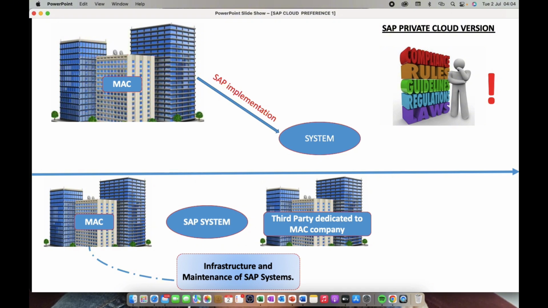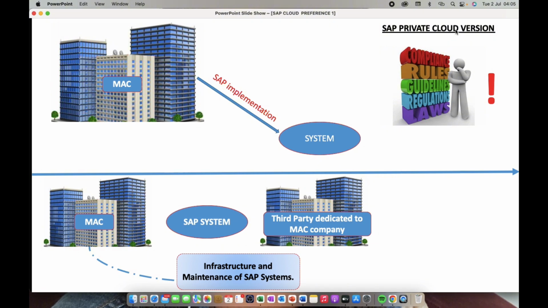We're not going to be taking the public cloud anymore. At this point, we need something stricter, because now we want 100% security over our data, 100% control over our SAP system. In this situation, there are two ways that this SAP private cloud could be given to us.